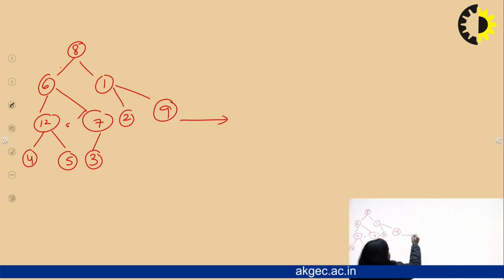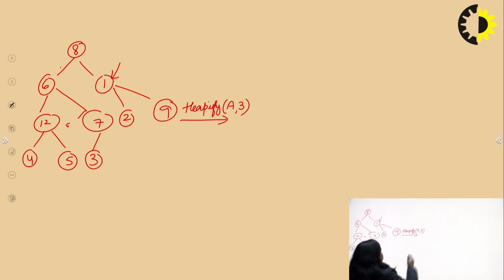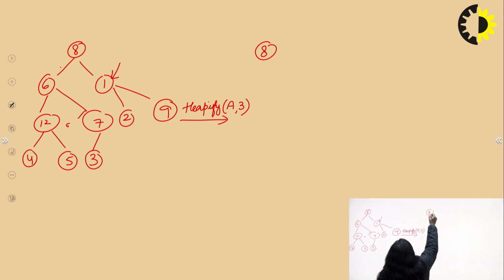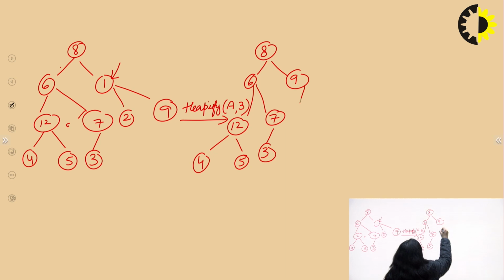Now we have to apply heapify A comma 3. Onto this 3, when we apply the heapify function, we find 9 is the largest element. So we will do this swapping again. Then we are getting 8, 6, 9, 12, 4, 5, 7, 3 and 9. It becomes 2 and it becomes 1, right?